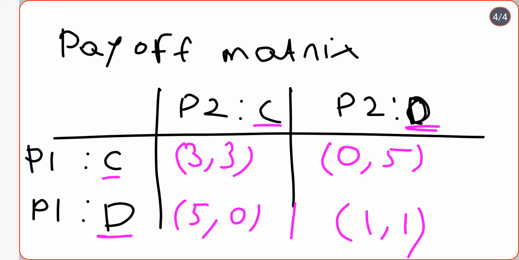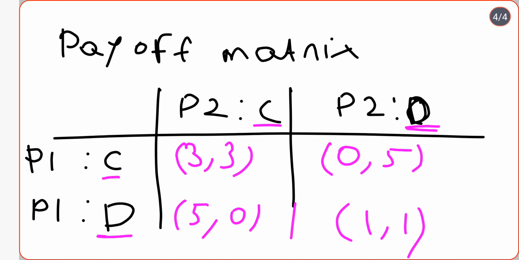Player 1 doesn't know about the decision taken by player 2, and player 2 doesn't know about the decision taken by player 1. So what should they do? Let us discuss it. We know that if both cooperate, they each get a payoff of 3, that is, 3 years of imprisonment each.